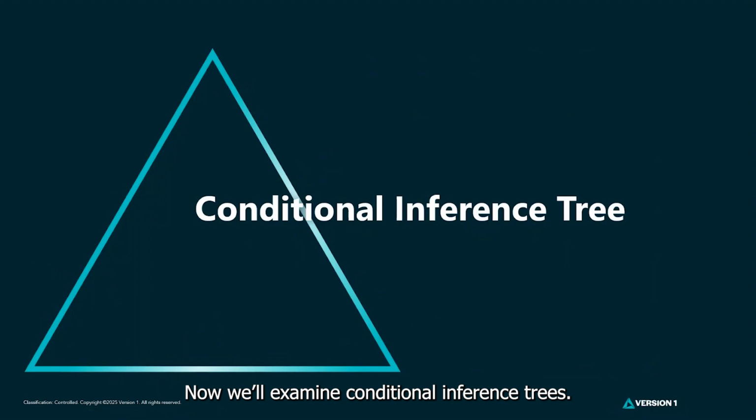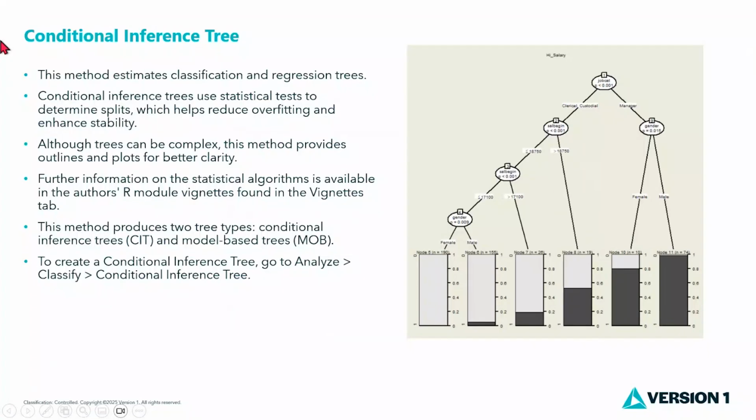Now we'll examine conditional inference trees. Conditional inference trees estimate classification and regression trees. And these trees use statistical tests to determine splits, and this will help reduce overfitting and enhance stability. These trees are complex, so you will get outlines and plots for better clarity. I'll show you where to find further information. So that further information will sit on a separate tab in the dialog box. And this method will produce two tree types: conditional inference trees and model-based trees.